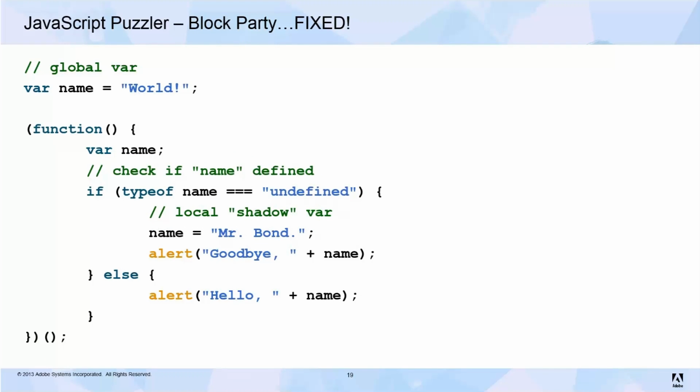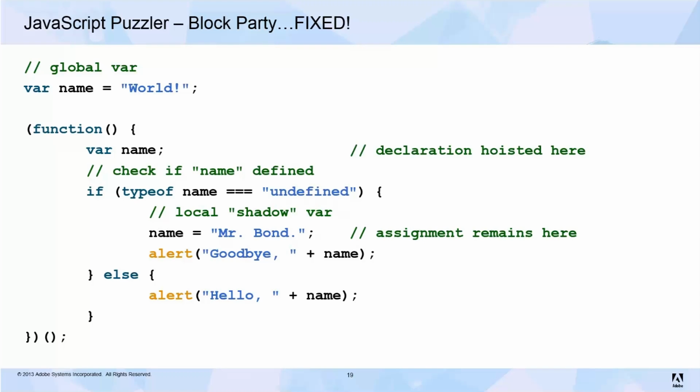This is what happens after hoisting. The variable within the if statement gets hoisted: the declaration gets hoisted, yet the assignment remains where it is. So at the top of the if statement, right when it gets executed, name is declared and it now shadows the global variable, but name is now undefined. And so it drops into the if statement, reassigns it to Mr. Bond, and then alerts goodbye Mr.